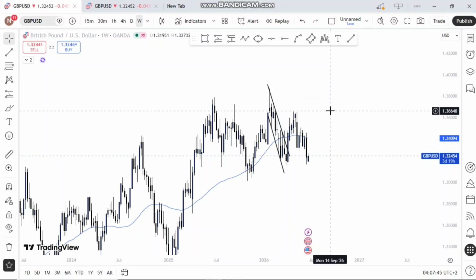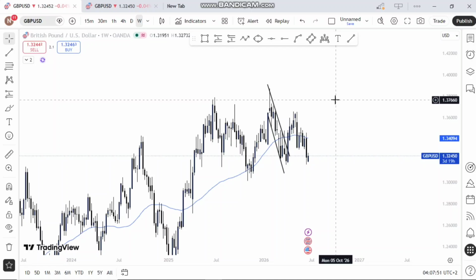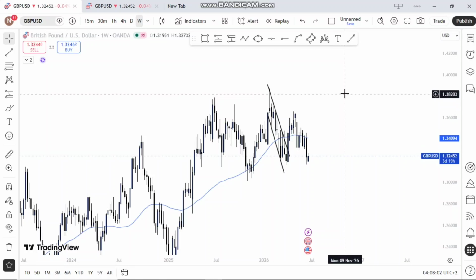Now I'm gonna teach you the strategy, the same strategy that I use to trade the markets. I use support and resistance, break and retest, structure and structure. This strategy is based on structure. What you see on the market is what the market is telling you.